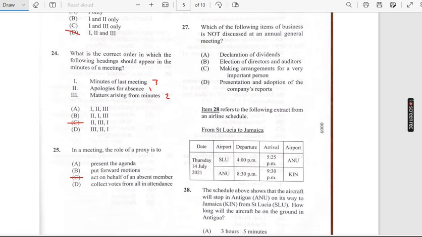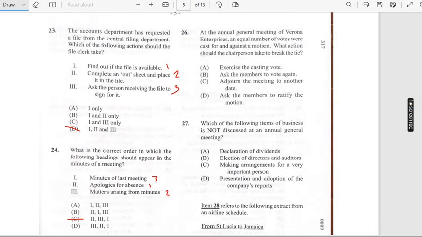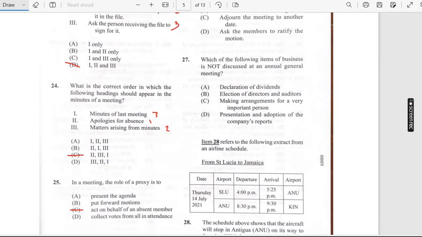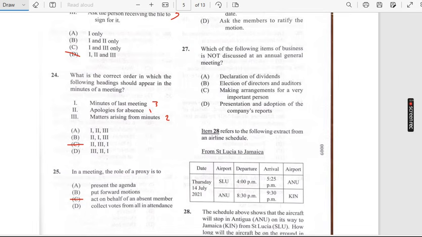Alright. Number 26. It says at an annual general meeting of Verona Enterprise, an equal number of votes were cast for and against a motion. What action should the chairman take to break the tie? This one is pretty simple, to exercise the casting vote. Alright, that would break the tie. Number 27. Which of the following items of a business is not discussed at an annual general meeting? Let me see. This one is not much clear, but let me see on this one. Making arrangement for a very important person. This will not be discussed.